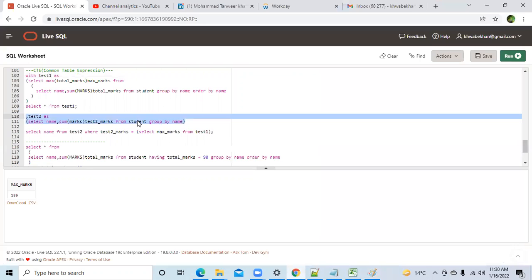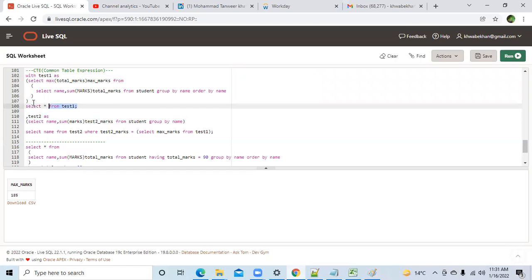Tanvir, one quick question. We have given WITH test as, and as you said, we have stored the output of that query into test one. If we execute select star from test one separately, will it bring the value 185? I have shown you already, but if you execute only this one, it will throw an error message. I will show you that.